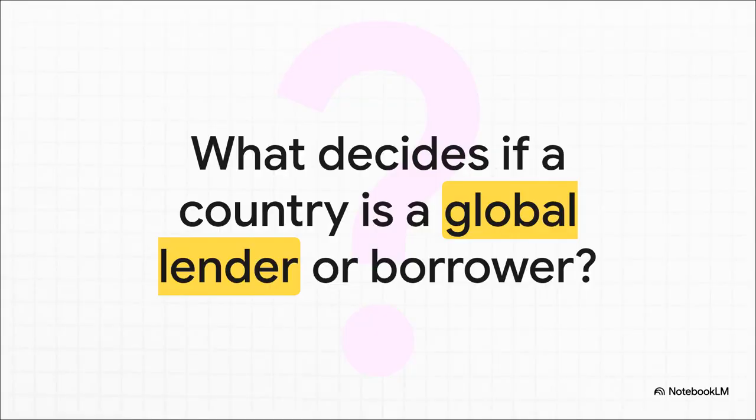Right, so what really decides if a country ends up being a global lender or a global borrower? I mean, think about it. Why are some countries always lending money out to the world, while others seem to be constantly borrowing? The real driver for this isn't what you might think. It's not really about tariffs or trade deals. It's all about what's happening at home.